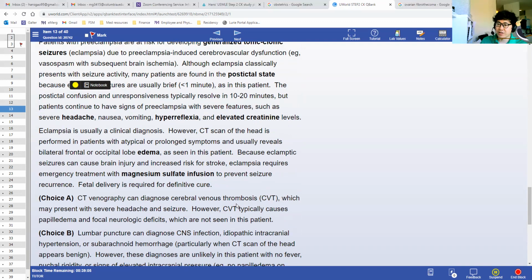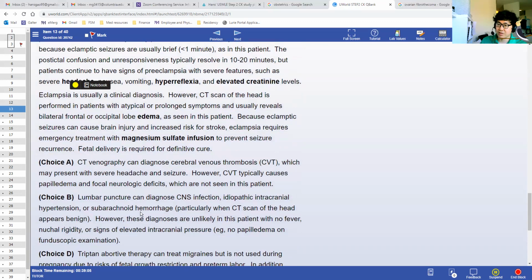Okay, I actually didn't know that. I thought CVT causes no focal neurological deficits. So I guess it's good that I will now remember this. CVT can cause pretty severe pain. I've seen that. I've never seen focal neurological deficits, but there we go. I guess you learn something new every day.